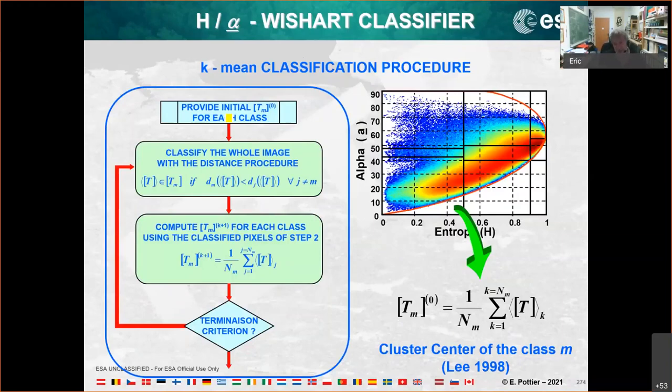In our case, we said, instead of using a random initialization, maybe it will be very nice to use some physics. And so the idea was to use the entropy alpha plane. Remember, I have different areas here. So I'm going to derive the cluster center of each of these areas, which is represented here. Tm will be the average coherency matrix for each of these areas. So I have averaged all the coherency matrices belonging to each of these areas, and then I'm using this to do the initialization of my procedure. So somewhere I'm going to use some physics for this kind of signal processing. And then I'm going to run this procedure.